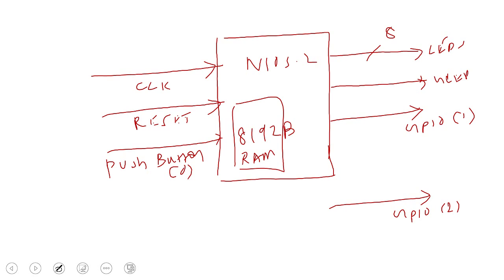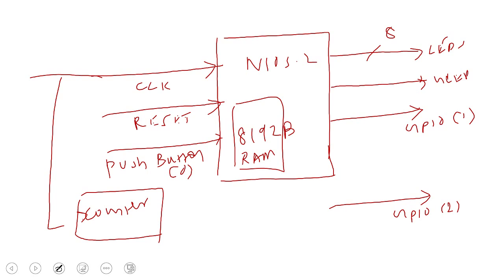and then we were asked to connect a counter. So the counter input is the clock input of the Nios processor, and the output is given as one of the device inputs to the Nios processor, and we are also going to connect this counter output to the GPIO pin 2. So this is the setup of what we are supposed to do.